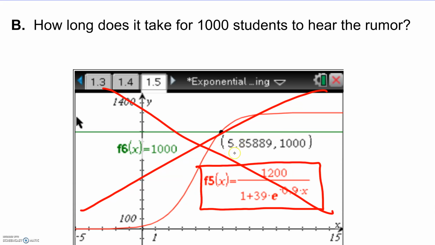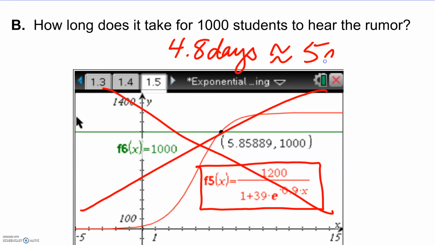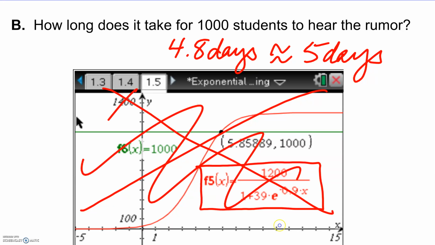Yeah, this had 5.8, but that's because this equation was wrong. So the real answer should be, what did we say? 4.8 days. Or you can do approximately 5 days. Okay, again, we'll just totally ignore this. All right, so that's that one.